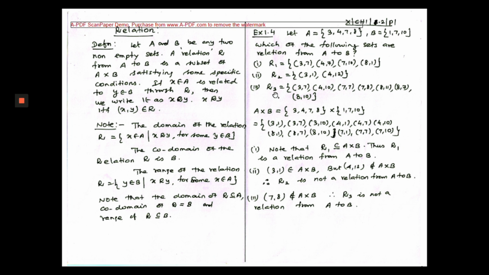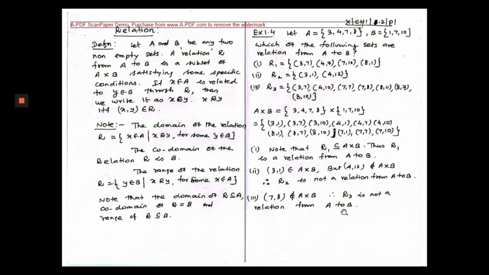In R3, (3, 7) is there. (4, 10) is in A cross B. (7, 7) is in A cross B. (7, 8) is not in A cross B. (8, 11) is not in A cross B. (8, 7) is in A cross B. (8, 10) is also in A cross B. So (7, 8) does not belong to A cross B. Therefore R3 is not a subset of A cross B. So R3 is not a relation from A to B.